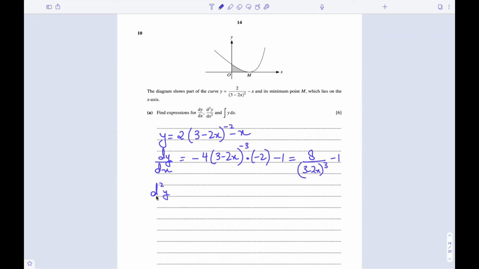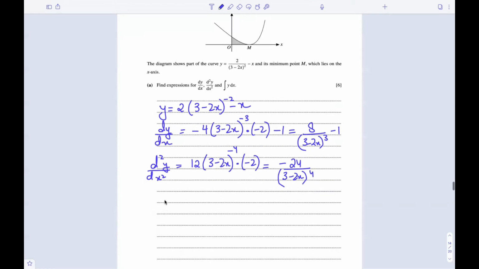For the double derivative, we differentiate the dy/dx that we got over here. So we will multiply the minus 3 by minus 4, which will become a 12 into (3 minus 2x). The power decreases by 1, so it becomes a minus 4. And we again multiply by the derivative of 3 minus 2x, which is minus 2. And the derivative of minus 1 is 0. So the answer would become minus 24 over (3 minus 2x) to the power 4.